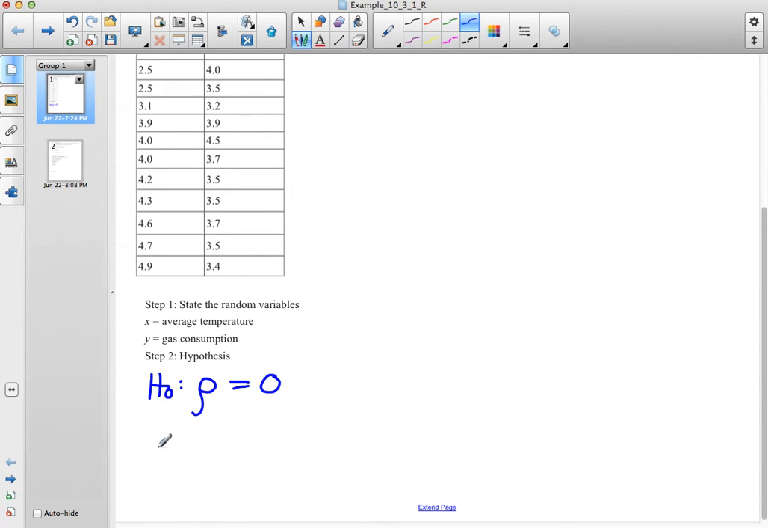So rho equals 0. Our alternate hypothesis, in this case, because all we said is is there a correlation, all we care about is is there one? We didn't say is there a positive one or negative one. So if we're just looking to see if there is a correlation, that would mean the correlation coefficient is not 0. And then we are testing at the level of significance of 0.05, so let's go ahead and state our alpha level here. So there's our second step of our hypothesis test.